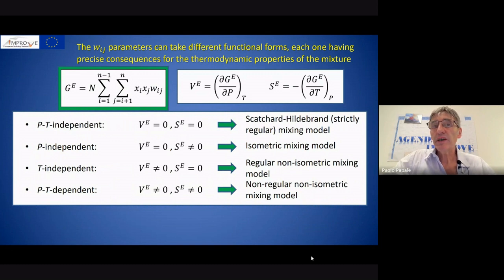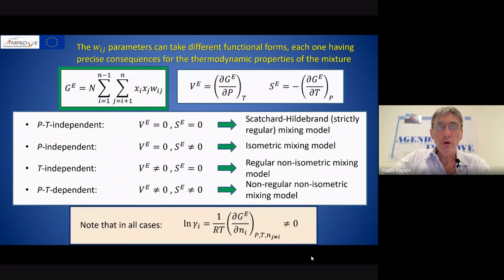It happens to find all of these different classes of models referred to in the literature as regular solution models, although, strictly speaking, a regular solution is only the first one in this list, that is, the one with binary interaction parameters represented by just one pressure-temperature independent coefficient. Once again, in all of the above cases, the activity coefficients are in general different from 1.